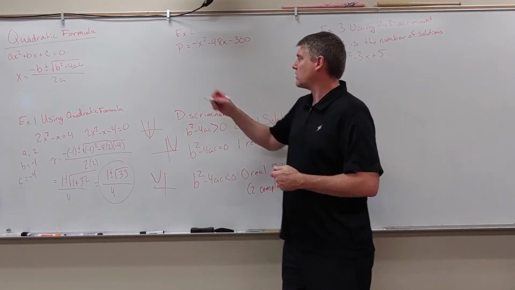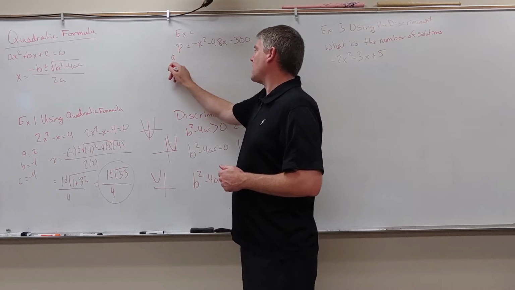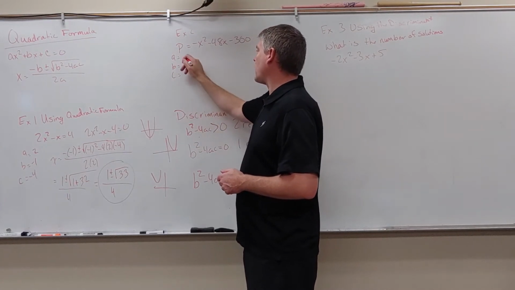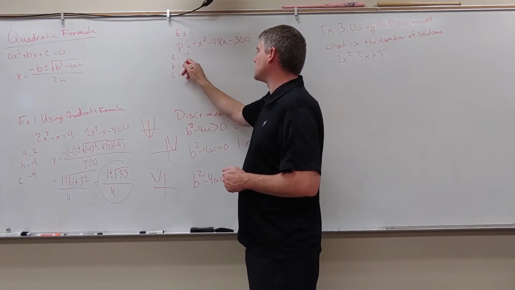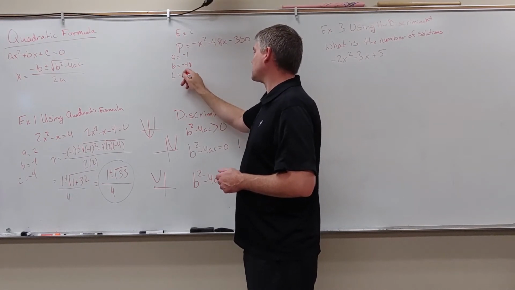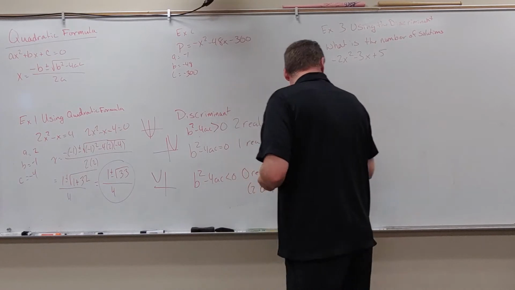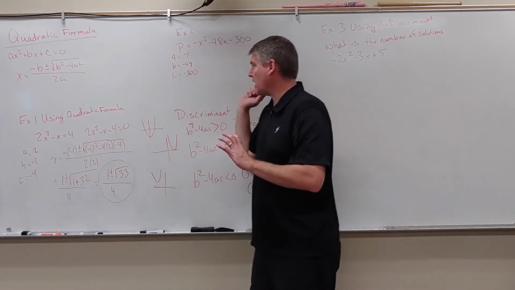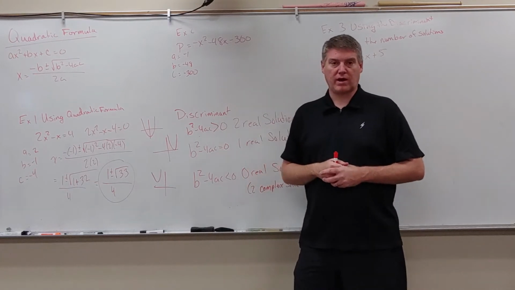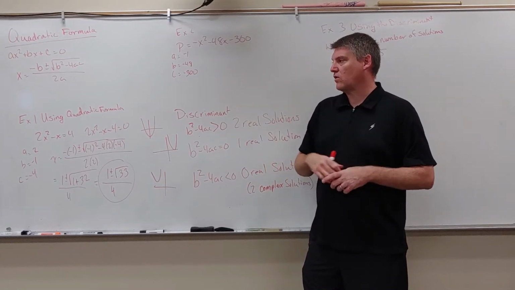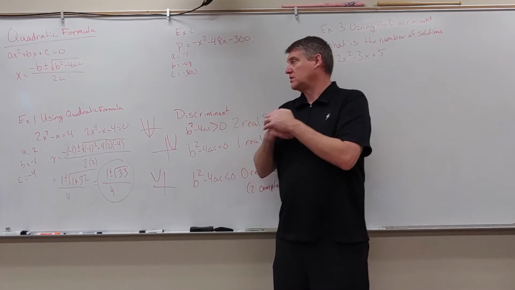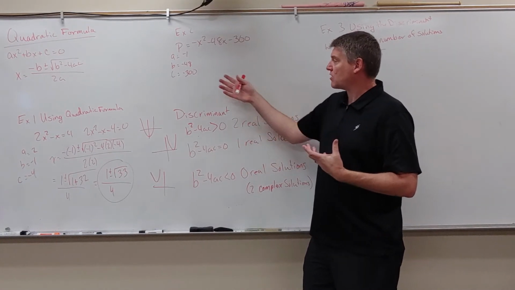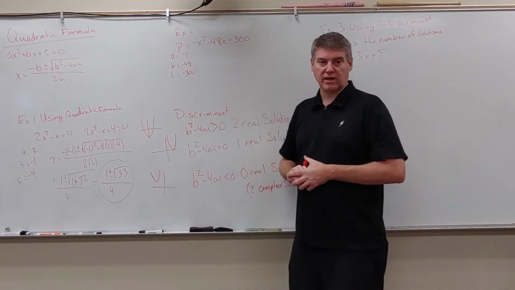Okay? So here we have a, b, c. a is negative 1, b is negative 48, c is negative 300. So this is a model of a story problem. And they're trying to find out at what point does this cross back over the axis. So I'm probably going to need a calculator here, right?